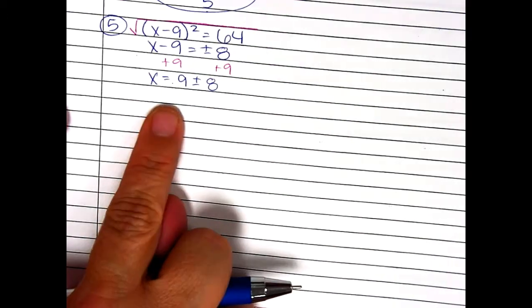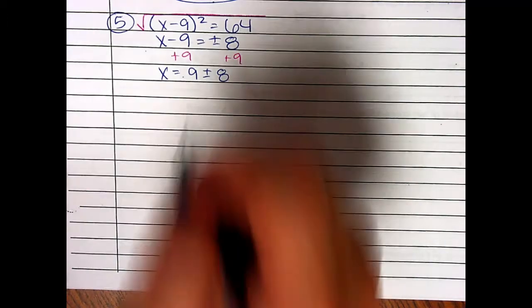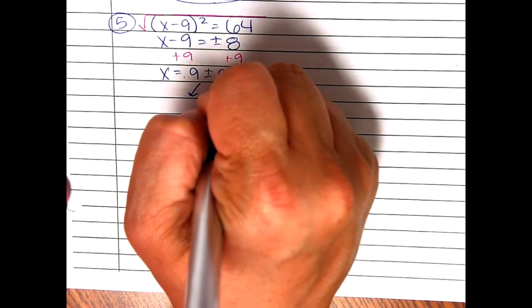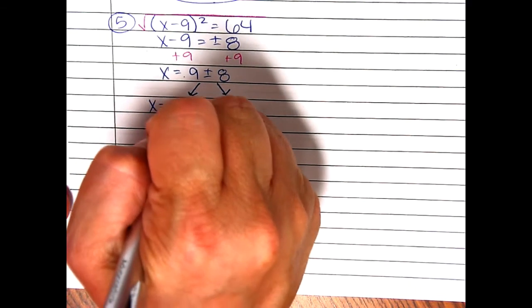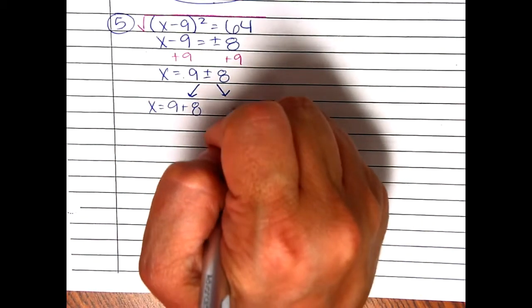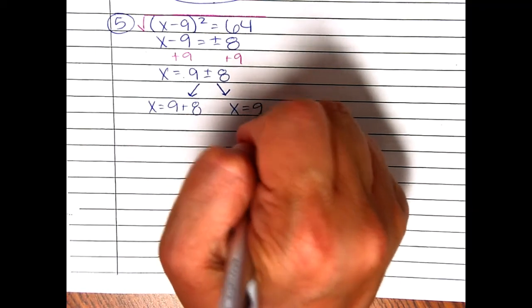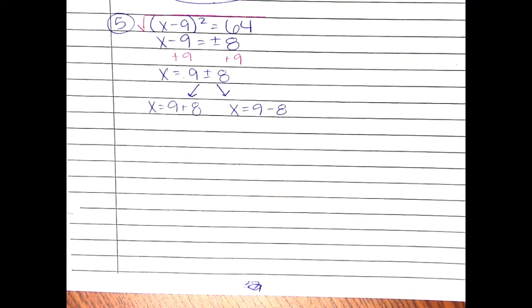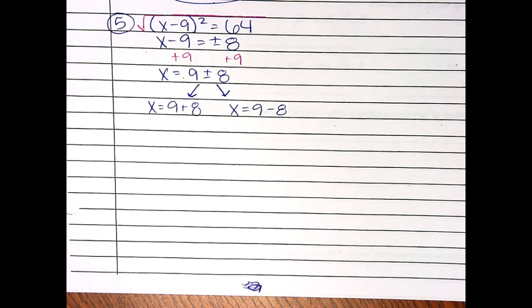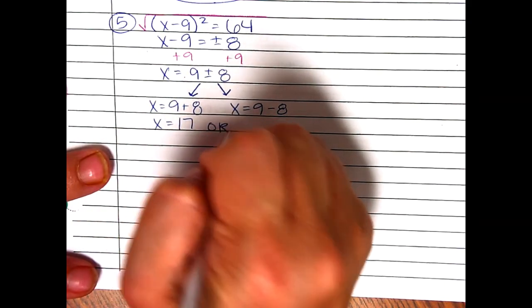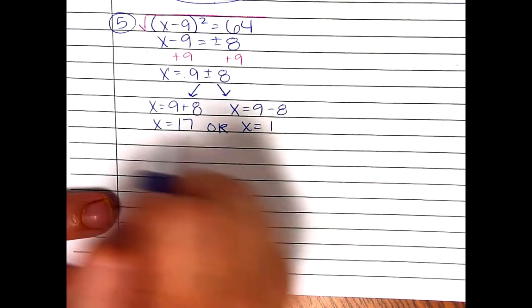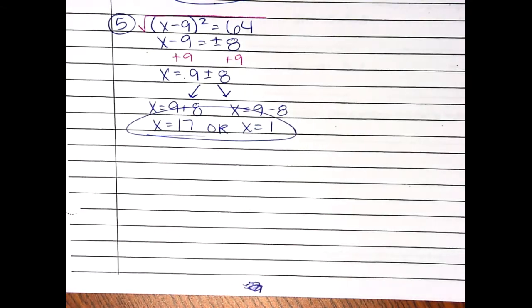Okay, these are both numbers that we can work with. So this actually becomes 2 math problems to get the answer. We have x equals 9 plus 8 and x equals 9 minus 8. Okay, so x equals 17 or x equals 1. Okay, and it's just not a positive negative situation anymore.